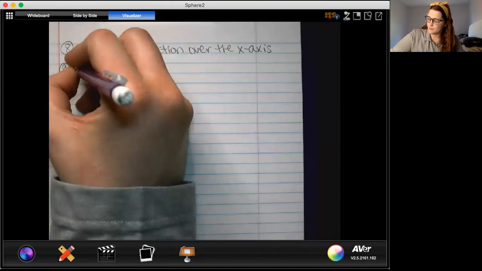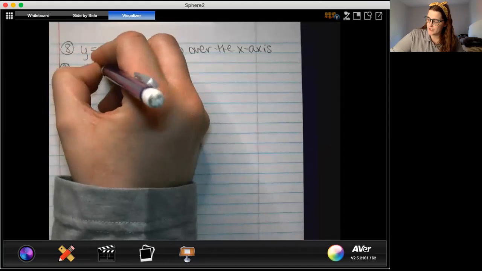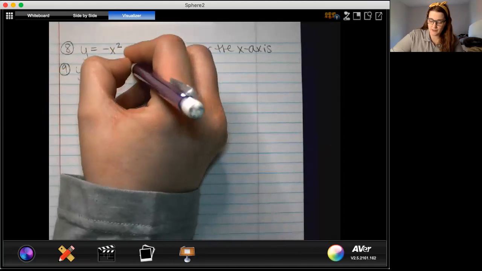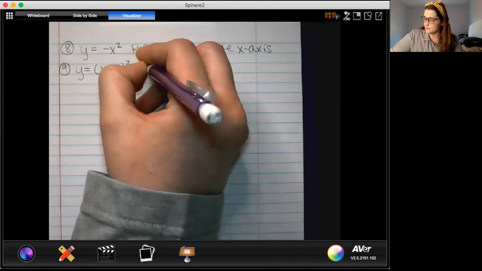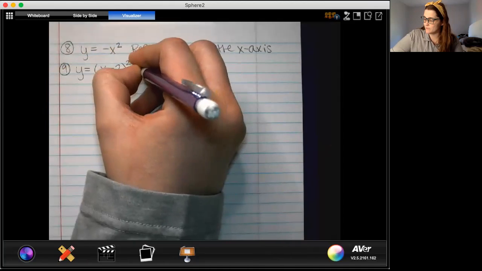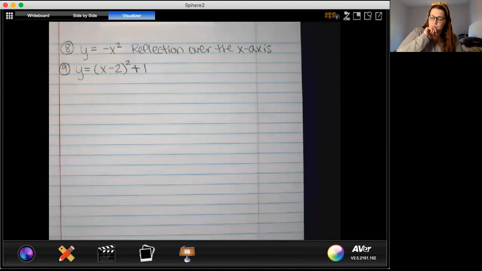All right, number 9. Y equals quantity x minus 2 squared plus 1. What is one of the transformations? A horizontal translation, right 2 units. Good.